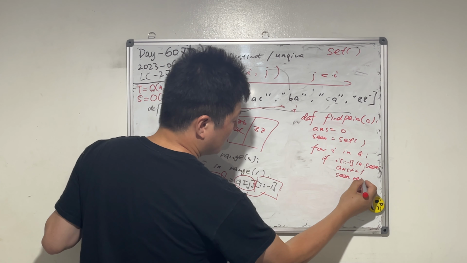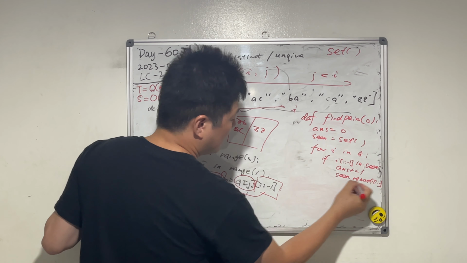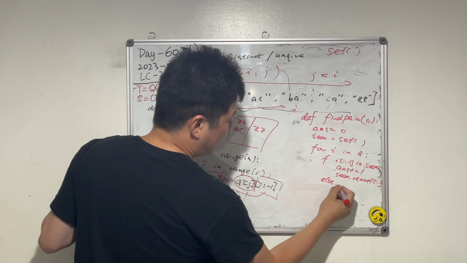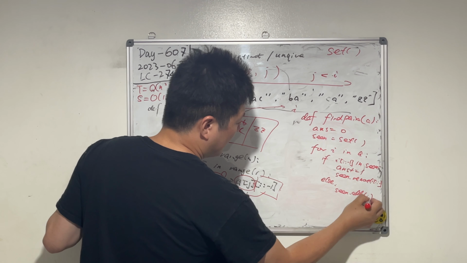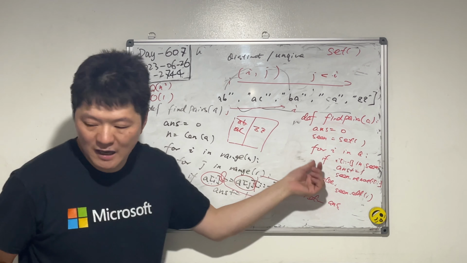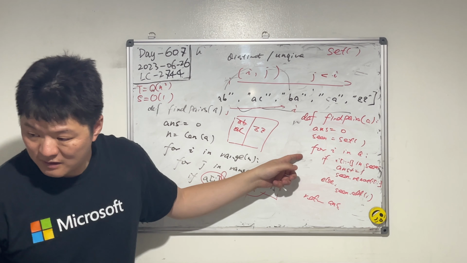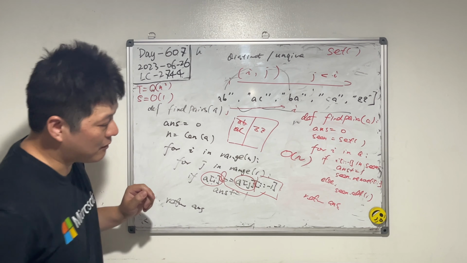seen.remove(i, colon minus 1). Otherwise, we add seen.add(i) and return answer. Okay? What's the time complexity here? O(n). Okay. What's the space complexity?